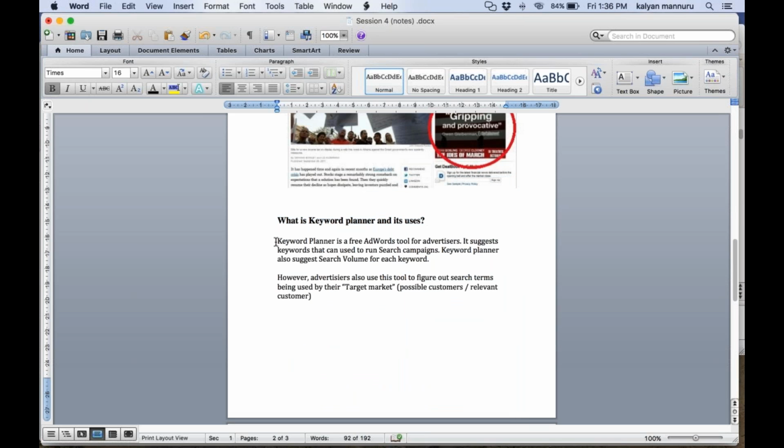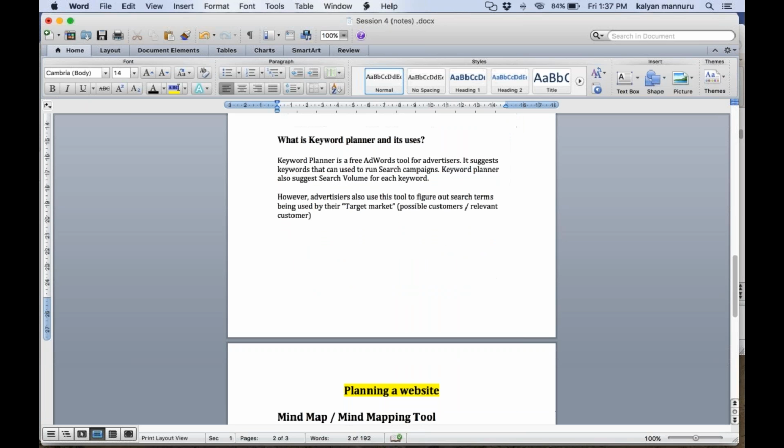We have also checked this. We also learned how to use Keyword Planner. It is a free AdWords tool for advertisers. It suggests keywords and also gives a search volume for each keyword. As an advertiser or a marketer like you and me, we are going to use this tool to find out the search terms that I can target for my business. The target market is nothing but my possible customers, whoever is relevant to my market, and I'll be able to figure that out from this Keyword Planner. We checked that yesterday.